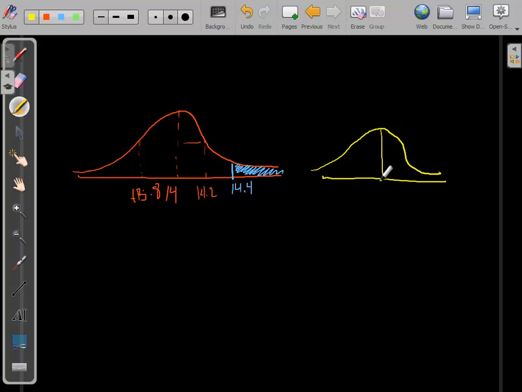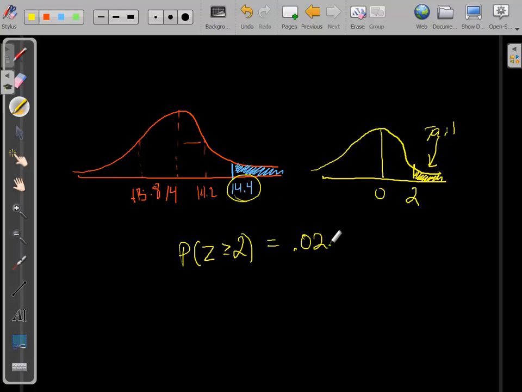So here's 0, and we computed a z-score for the 14.4. We computed a z-score of 2, and so we're trying to say what's the probability of landing above 2. We can look it up in the table. Notice I couldn't find an electronic version of the table that matched the one in our book. But if you look it up in the table to find the tail probability, you would see that the probability of z being greater than or equal to 2 is equal to 0.0228.